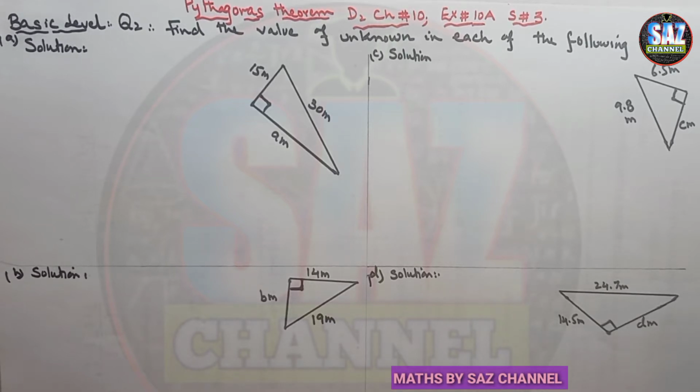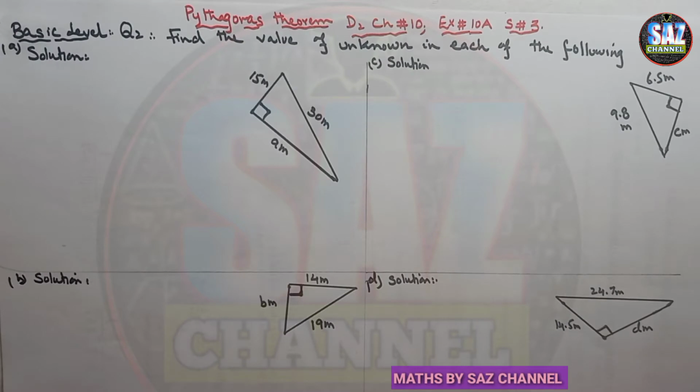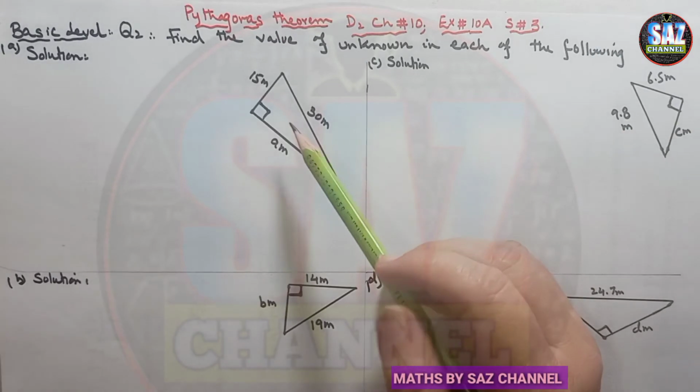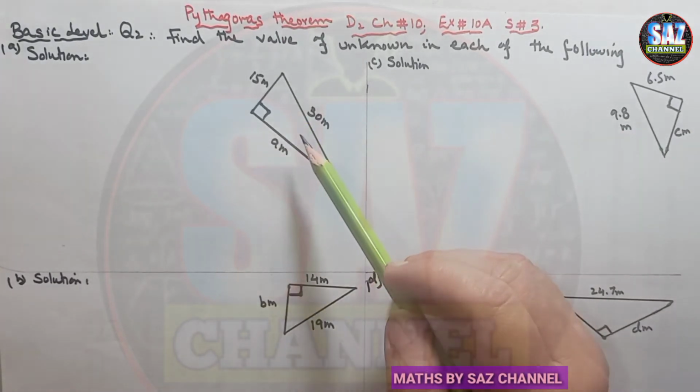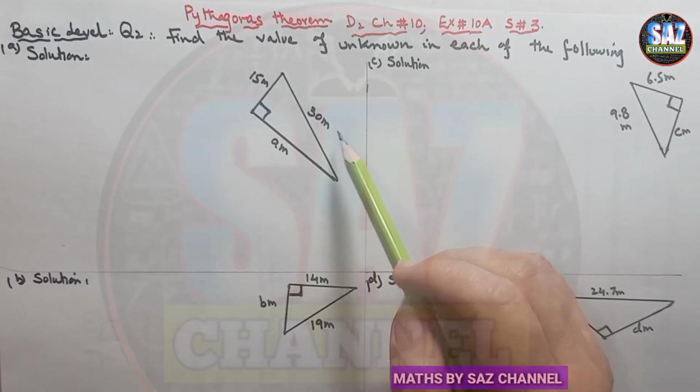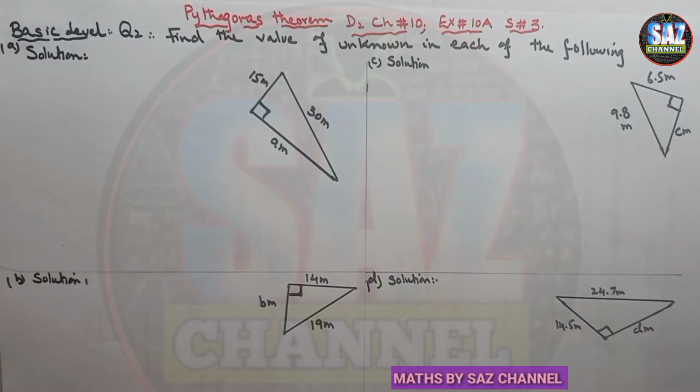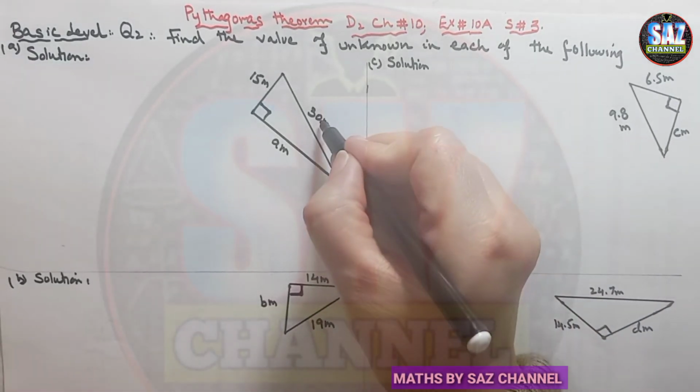Let's move to question number 2. Let me read the question from the book. Question 2 says, find the value of unknown in each of the following right angle triangles. The first part of the question has the triangle with sides 15 meters, 39 meters, and a meters.